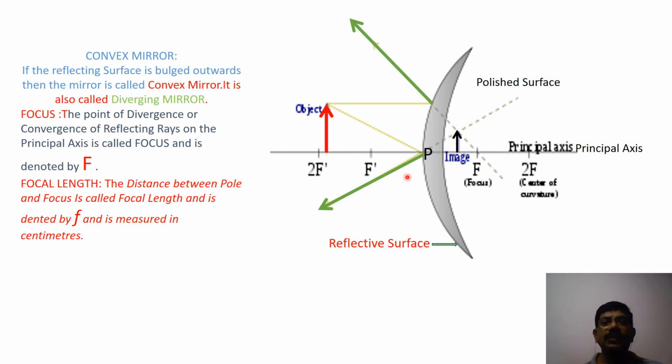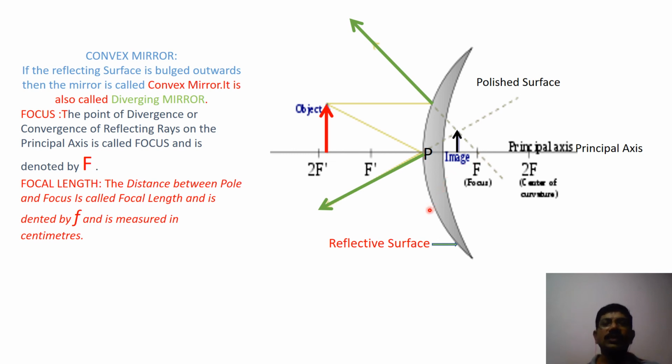Now see this one. The distance between the pole and this focus is known as, what do we call it? Focal length. So what is focal length? The distance between the pole and focus is called focal length and is denoted by, what is that? Small f. It is measured in centimeters. So the distance between pole and focus is known as focal length. Okay, children, are you clear about that one?